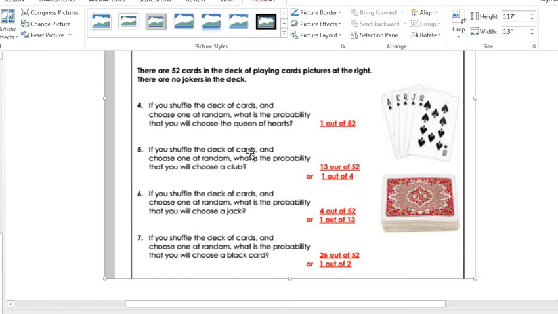If you shuffle the deck of cards and choose one at random, what's the probability that you will choose a club? Yeah, 13 out of 52. If you shuffle the deck of cards and choose one at random, what's the probability that you will choose a jack? We have here how many jacks in the playing cards? We have 4, so it will be 4 out of 52.